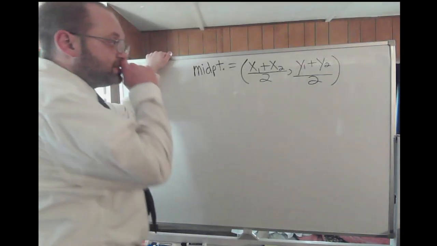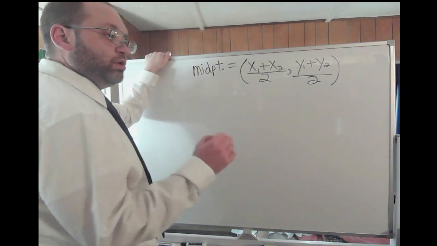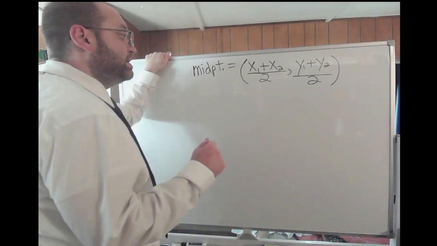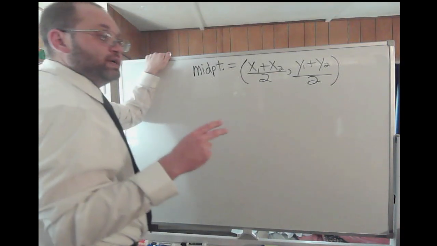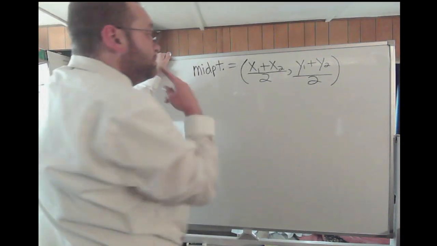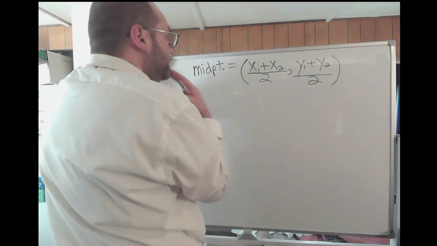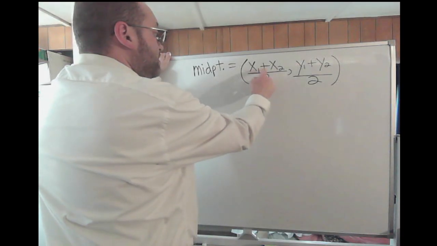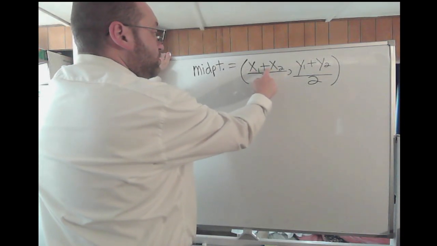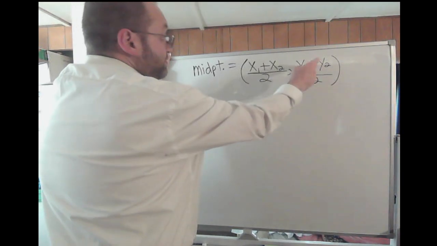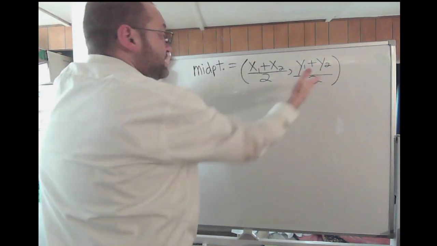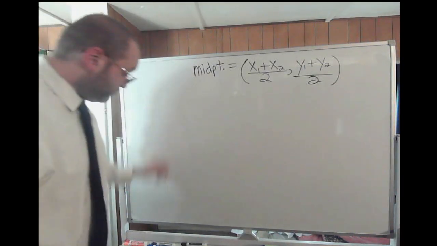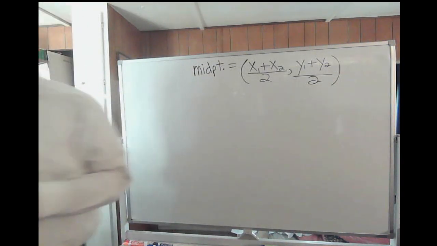And what that is: if you have two coordinates on the coordinate plane, there's a formula you can use to find the midpoint of those two points, the point that's halfway between them. That formula is your first x coordinate plus your second x coordinate over 2, and then your first y coordinate plus your second y coordinate divided by 2. So it's really pretty simple here.